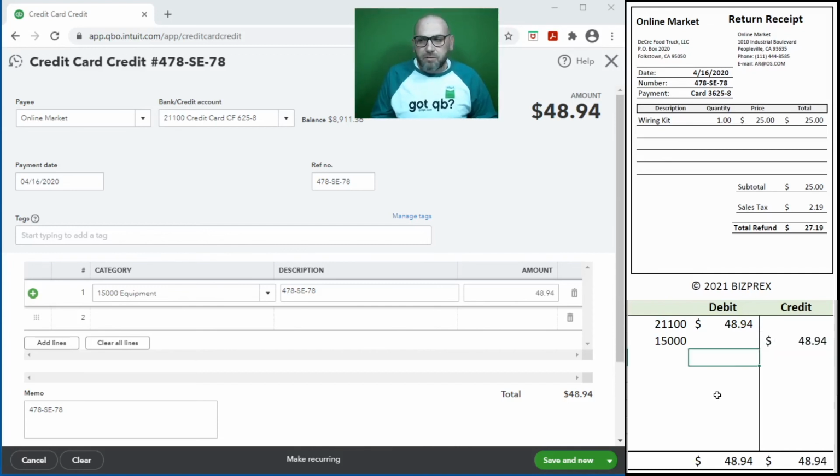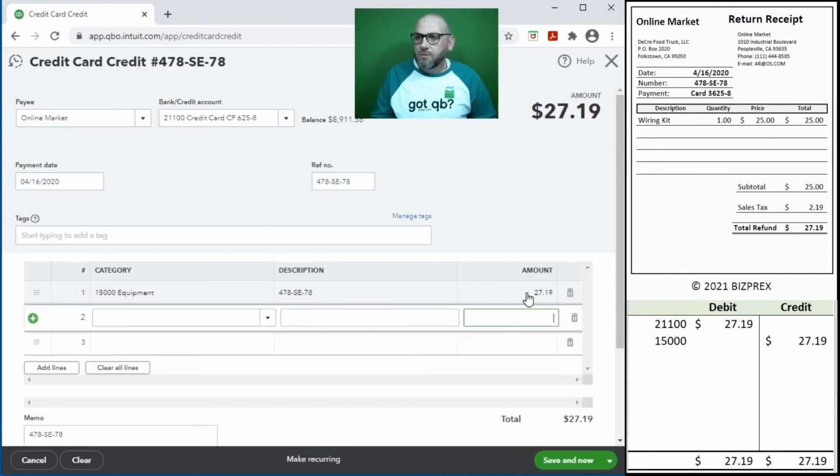Okay, here it is, right? Oops, no, it's not the full amount. It was $27.19. Got to make sure we correct everything, right? Always double check. $27.19 right here.